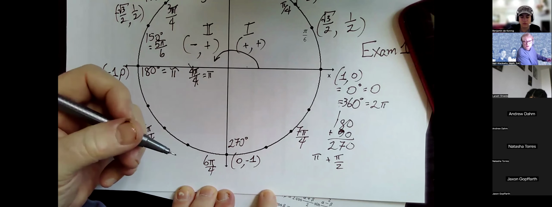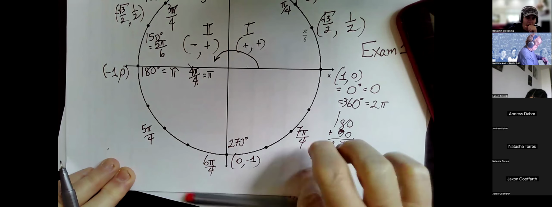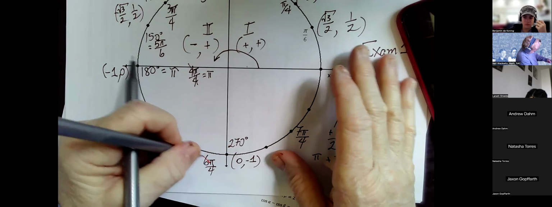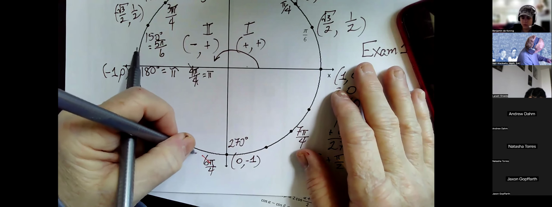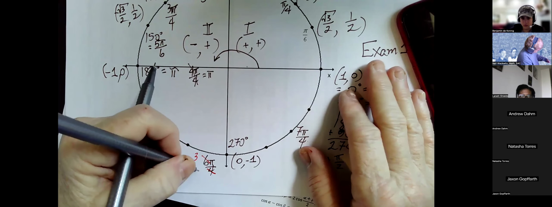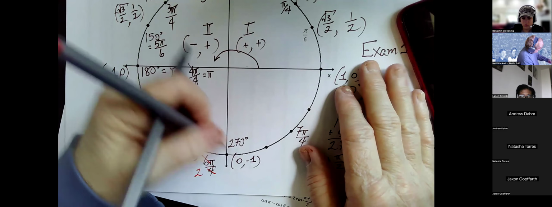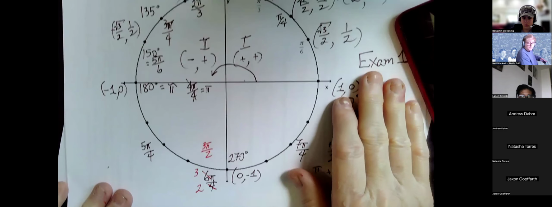How can we reduce 6 pi over 4? You can take out a 2. Good. 6 divided by 2 is 3, 4 divided by 2 is 2. Good. So we end up with 3 pi over 2.